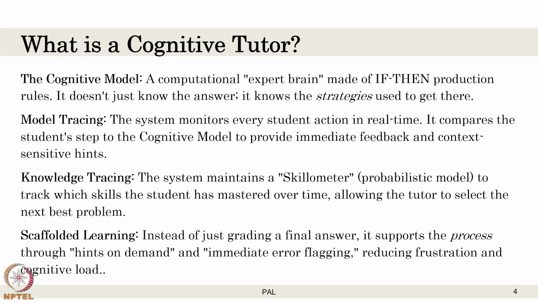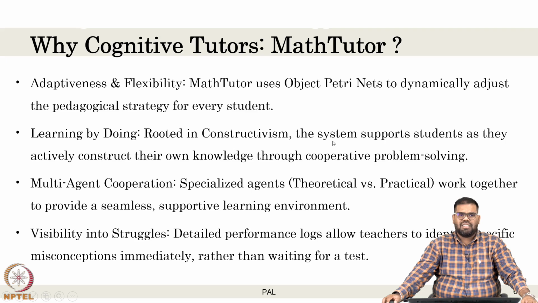So it not only gives grading of the final answer, it supports the process through hints on demand, and it can also flag immediate errors, which reduces the frustration and the cognitive load of the learner. Basically, cognitive tutors give us adaptiveness and flexibility. This math tutor uses object Petri nets to dynamically adjust the pedagogical strategy for every student. Also, it facilitates learning by doing.